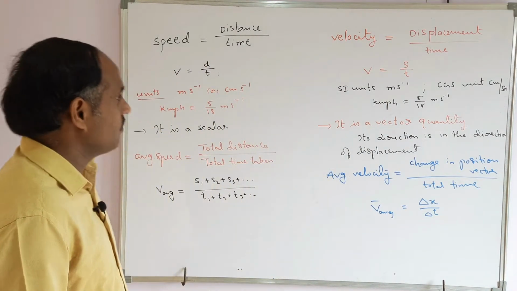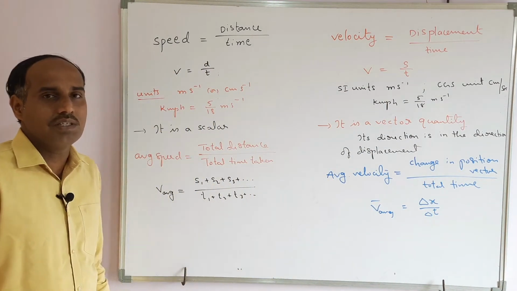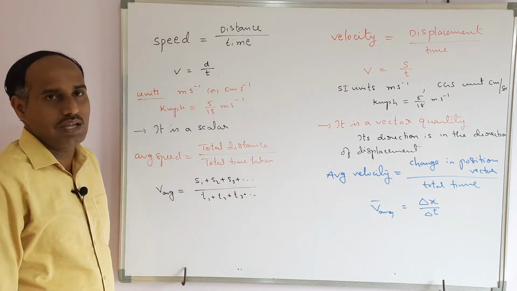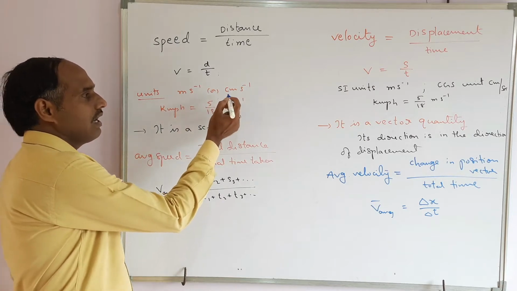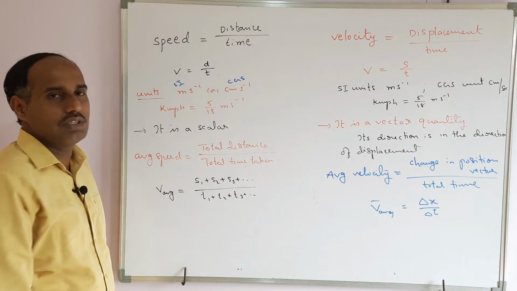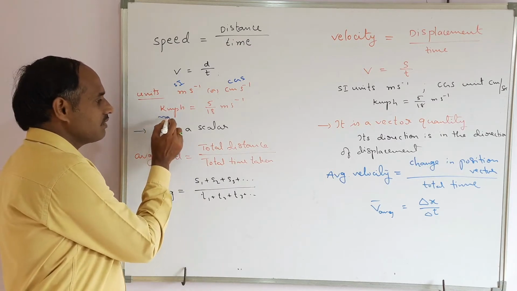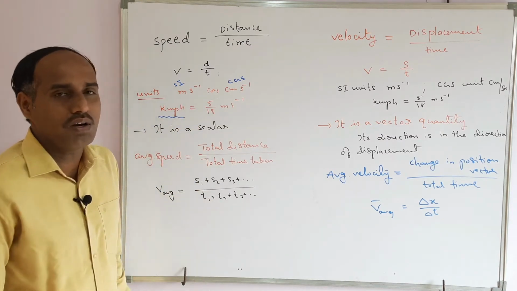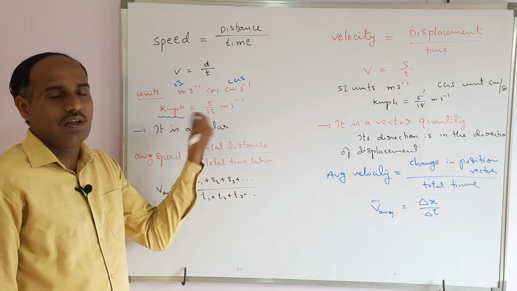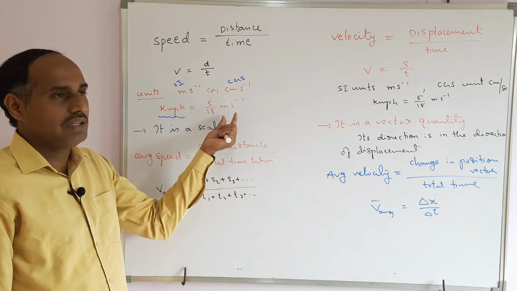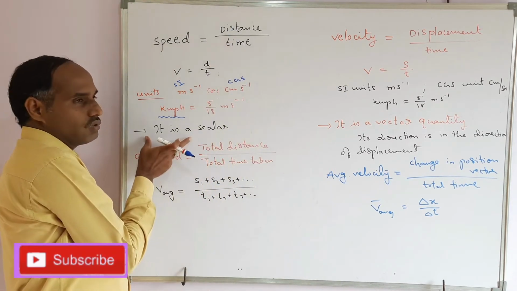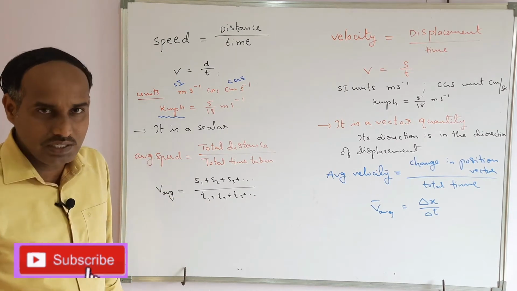Previously we discussed that speed is nothing but the total distance traveled per unit time, and its units are meter per second, or the CGS units are centimeter per second. These are the SI units here, and we can also measure speed in terms of kilometer per hour. If you want to convert kilometer per hour into meter per second, you should multiply it by 5/18. And as distance is a scalar quantity, speed is also a scalar quantity, right?